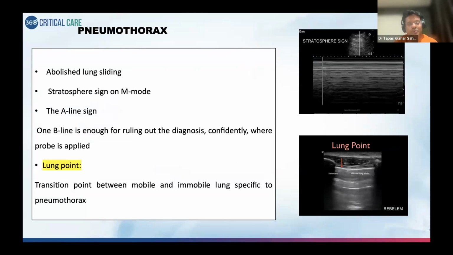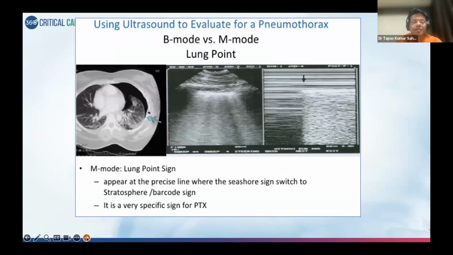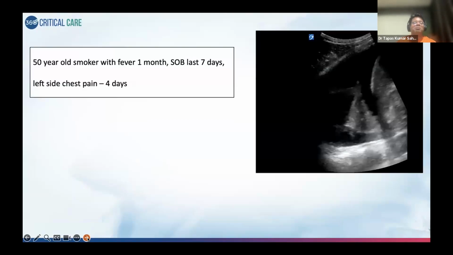Now, lung point, most specific: the transition point between the mobile and the immobile lung, that is specific for pneumothorax. If you see, this is the normal lung slide, and here the abnormal lung slide. So lung point is here. On M mode, you can see the lung point sign appear at the precise line where the seashore sign switches to the stratosphere or barcode sign. Here you can see the seashore, and here the barcode. It is a very specific sign for pneumothorax.